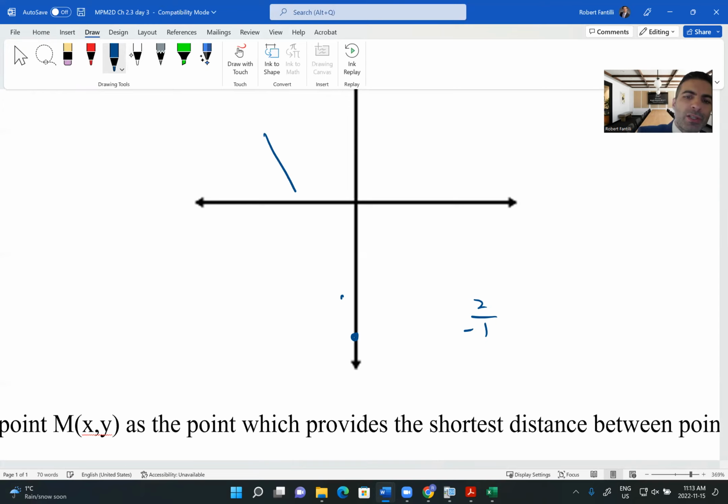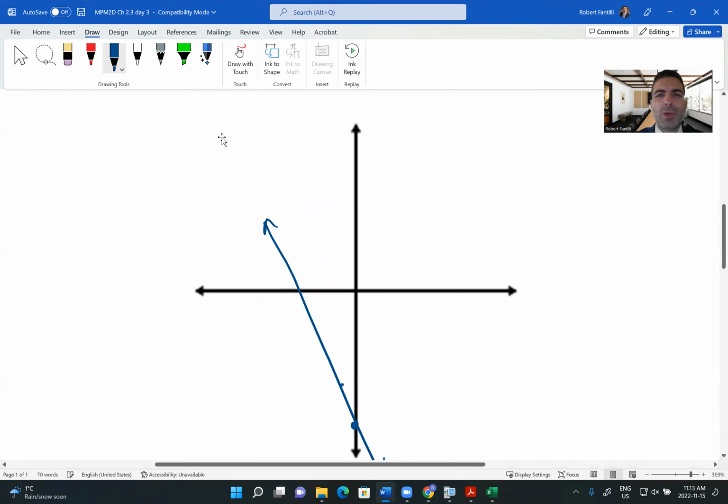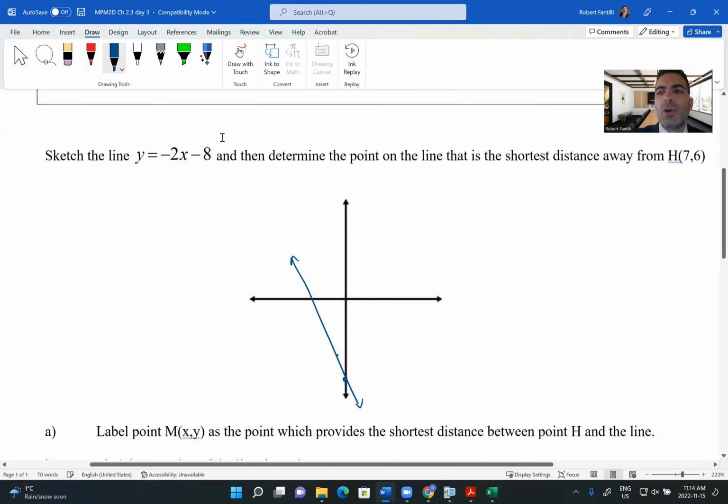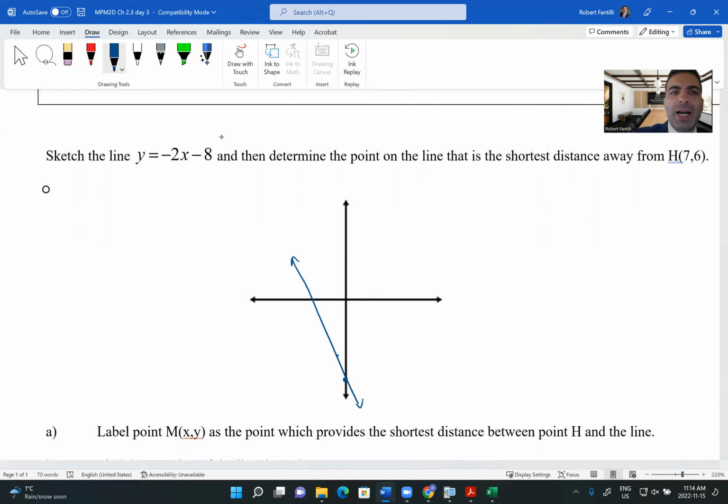So again, this is a sketch. So I'm just going to do something like that. That's a ballpark sketch. That's good enough for this. And once we sketched it, then it says determine the point on the line that is the shortest distance away from H(7,6). I'm going to ballpark (7,6) to be something like here. Again, that's just a ballpark.